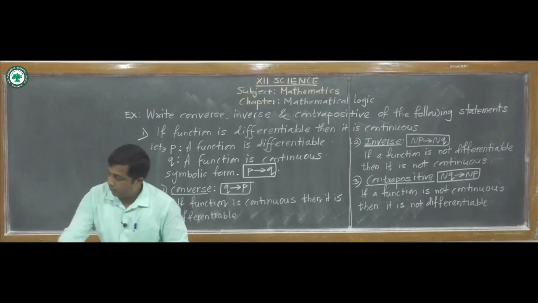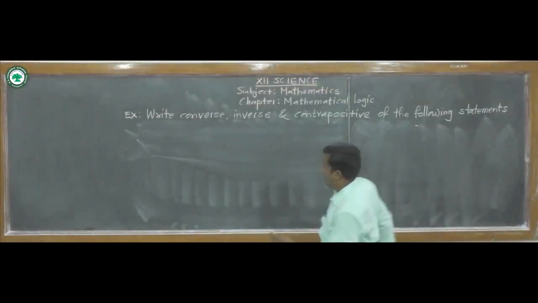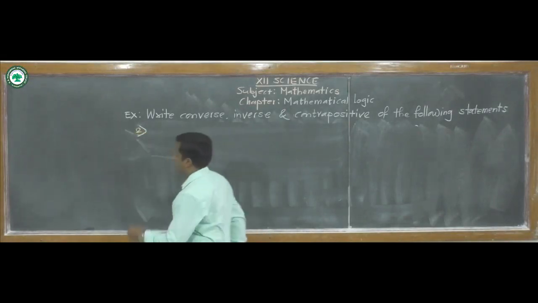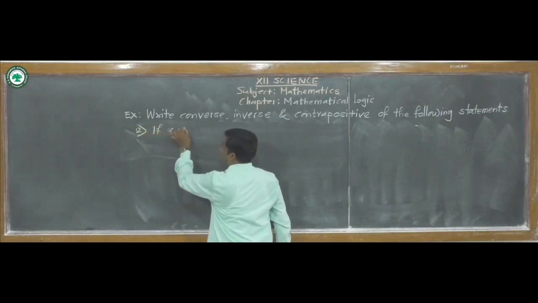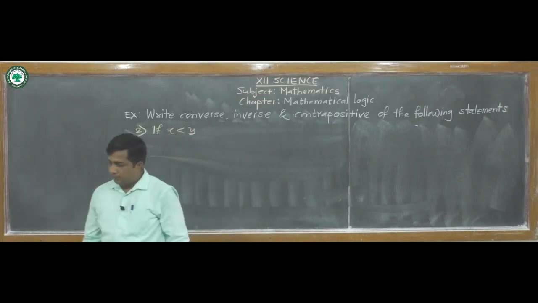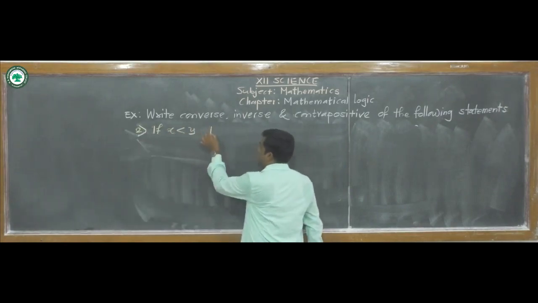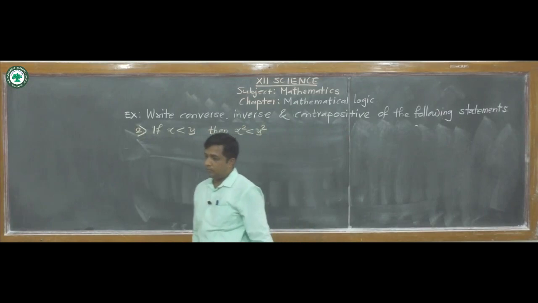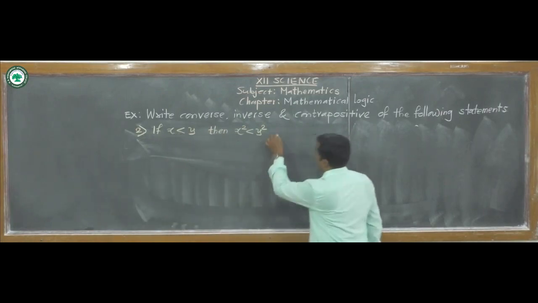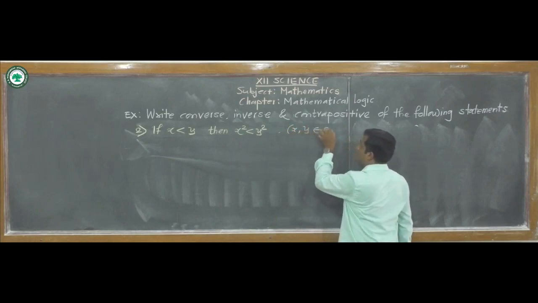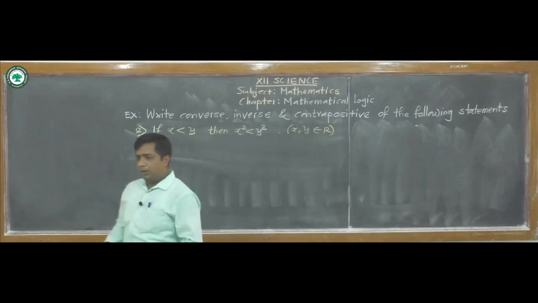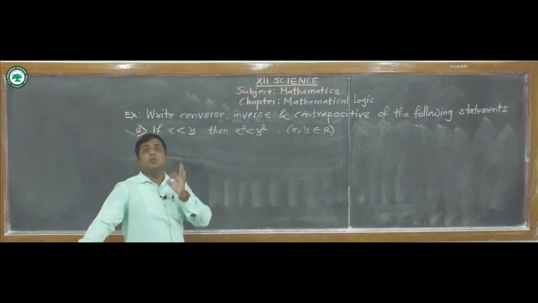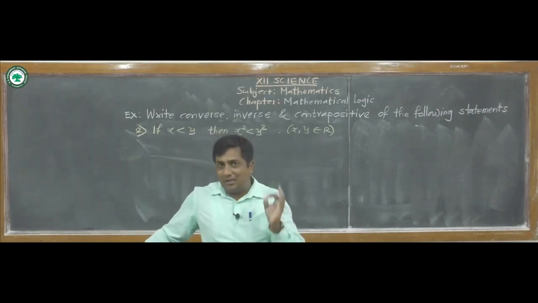Here in the second example, we consider: if x is less than y, then x square is less than y square, and here x, y belongs to R. Here again the given statement is in the form if P then Q, that is, two simple statements, P and Q, are given.